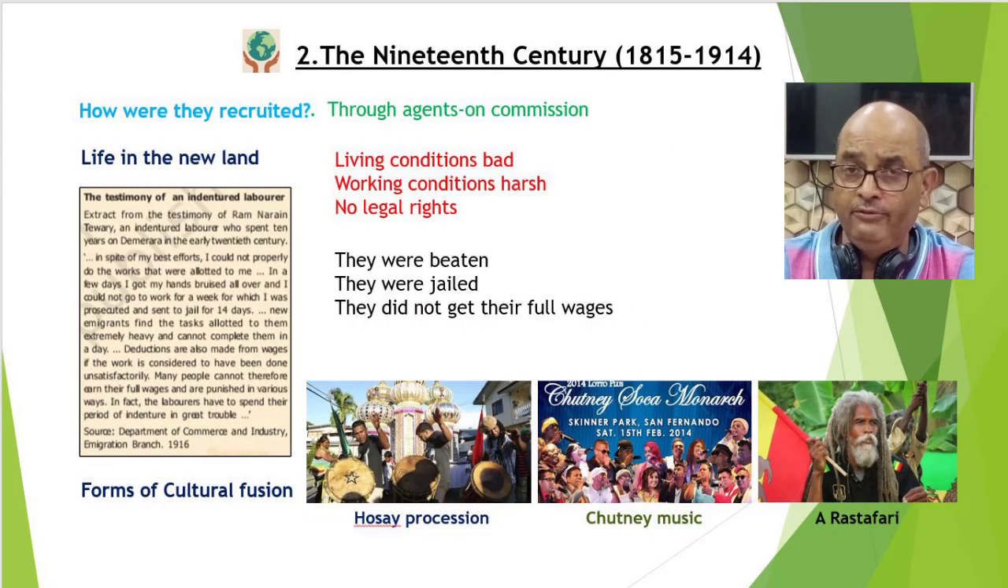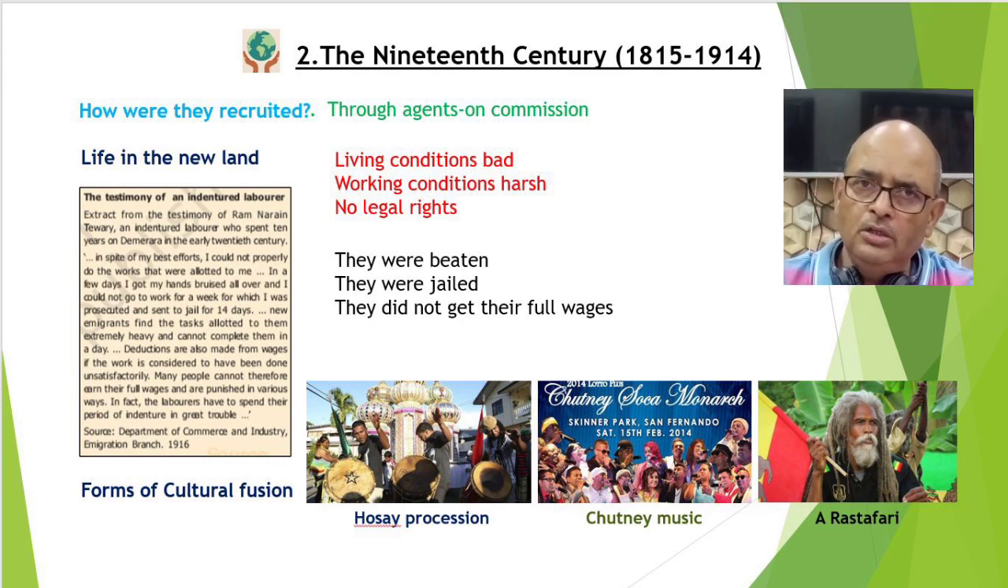Now, how were they recruited? The laborers were recruited through agents kept by the employer on commission. These agents used to contact the workers and explain to them the work, wages, working conditions, etc. In order to lure workers, agents sometimes provided false information about final destinations, about modes of travel, about the nature of work and living as well as working conditions.